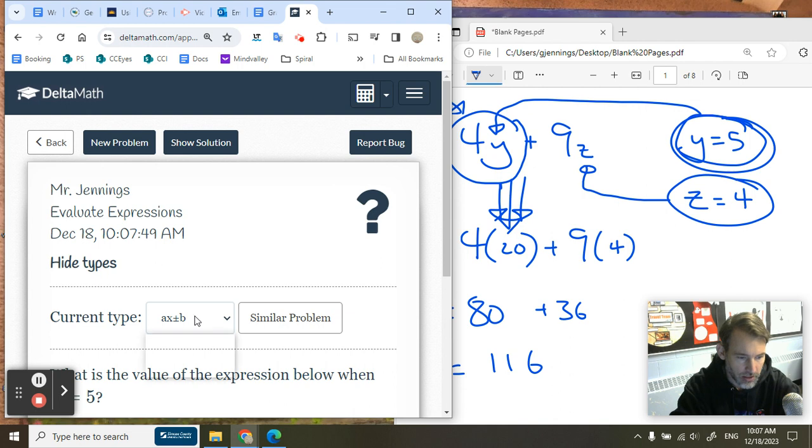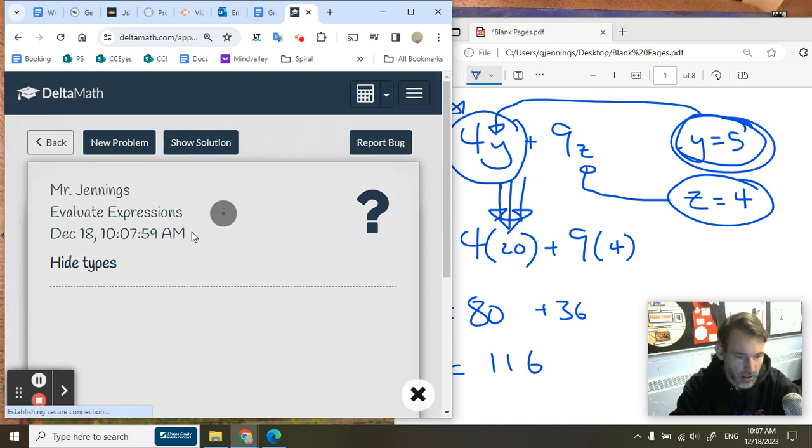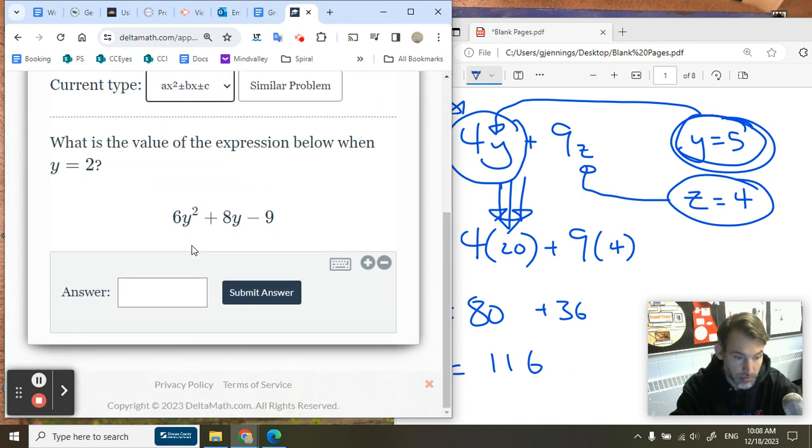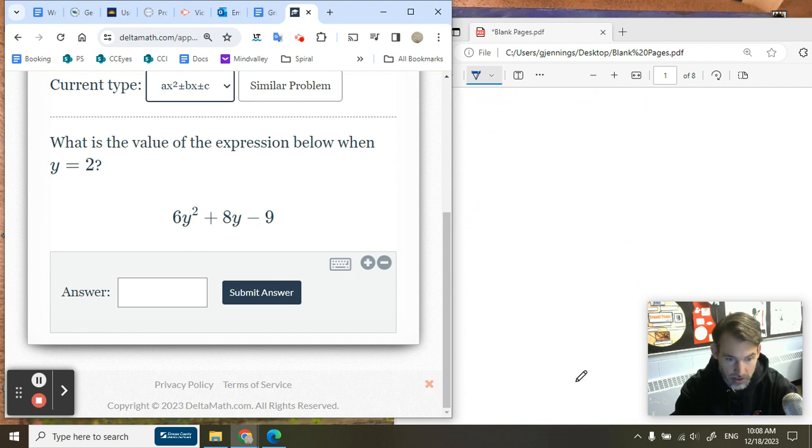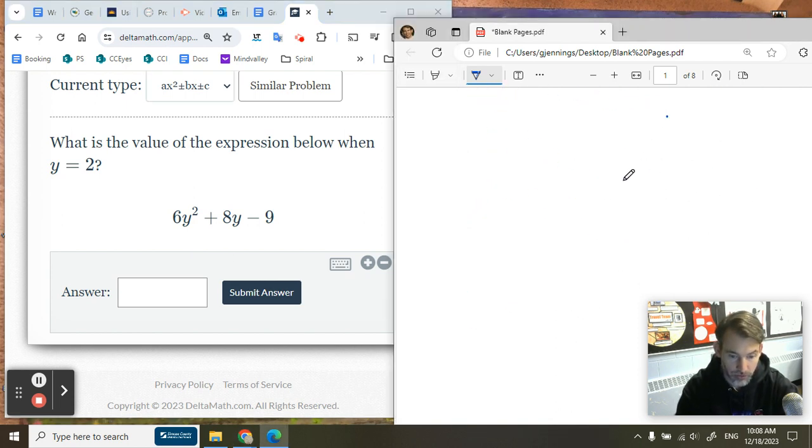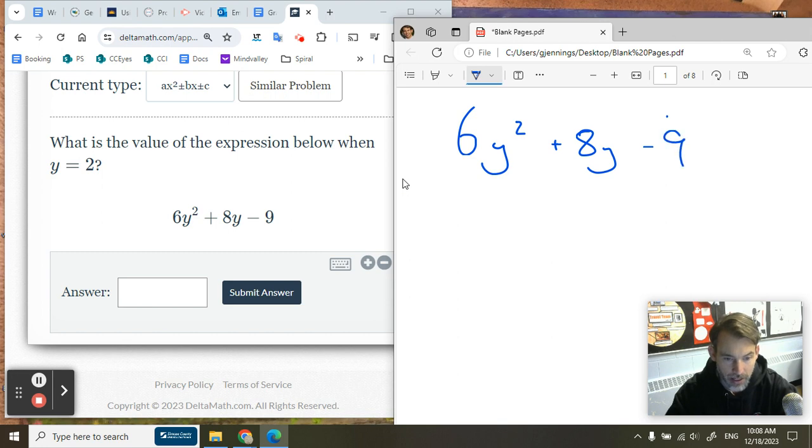Let's take a look at these ones. These are going to be the most challenging problem types, and they're just BEDMAS problems. This is really important for grade 10, being able to work with equations that look like that. So I copy it out: 6 multiplied by y squared plus 8y minus 9. See how I copy it out? That actually helps me build my understanding.